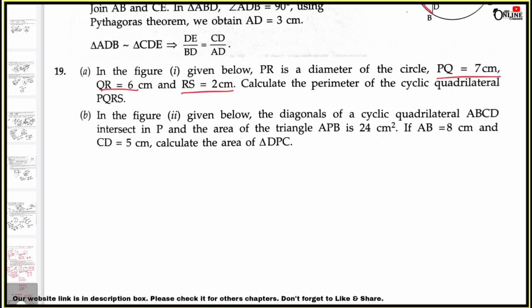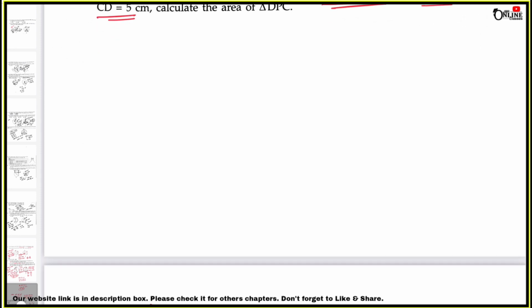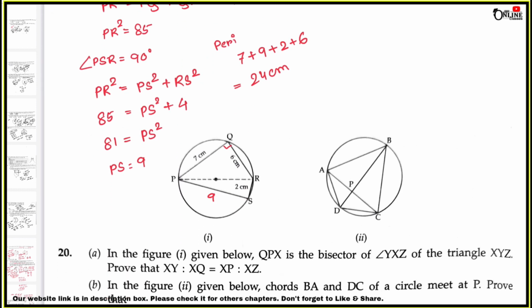Now next one, number 19b. In the given figure, the diagonals of a cyclic quadrilateral ABCD intersect in P, and the area of the triangle APB is 24 centimeter square. If AB equals 8 centimeter, CD equals 5 centimeter, calculate the area of triangle DPC. So the area of APB equals 24 centimeter square, AB equals 8, CD equals 5.